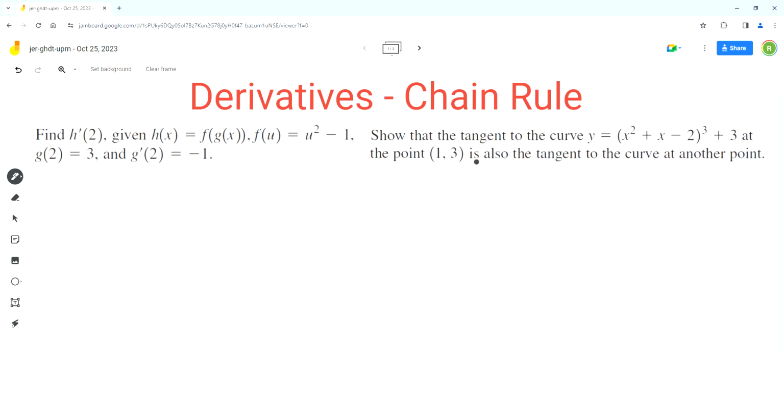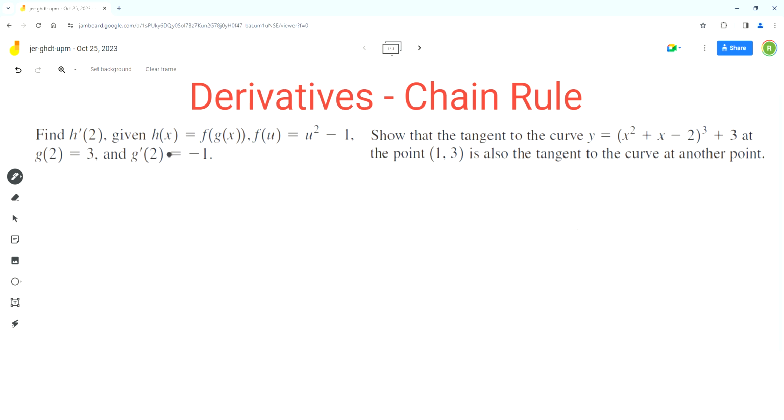So in this video, we'll solve these two problems using the concepts of chain rule for derivatives. So let's start with the problem on the left side. So we have to find h'(2) given h(x) equals f(g(x)) and f(u) is equal to u squared minus 1. g(2) is equal to 3 and g'(2) is equal to -1.